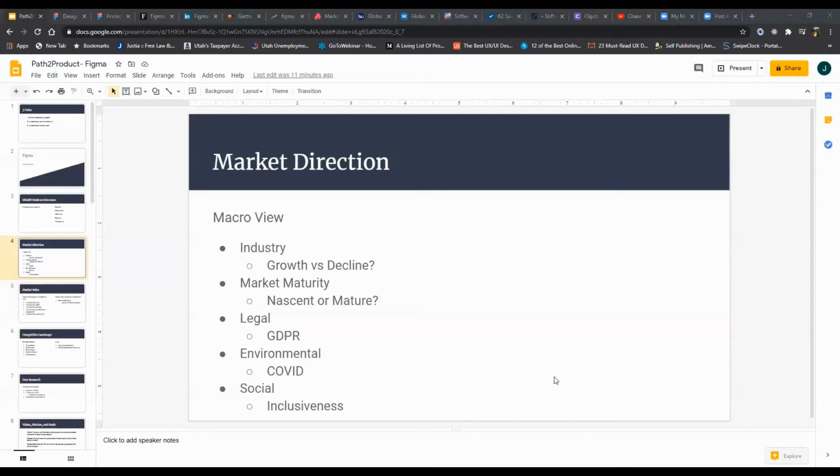Looking at environmental things, COVID is a great example. As I'm recording this, it's September 2020, and COVID is still very much top of mind for everyone. And in some countries, cases are still spiking. But what does this mean for us as a business?